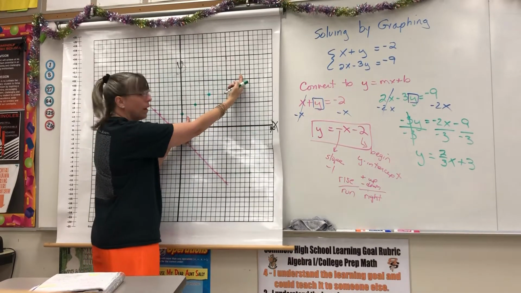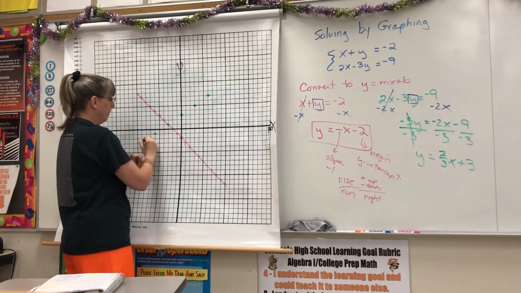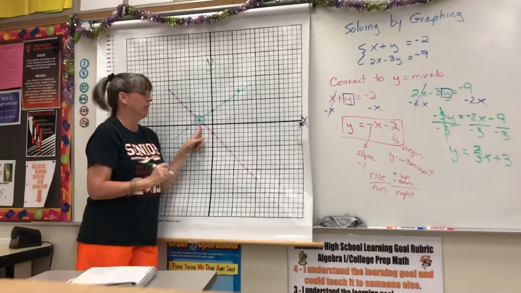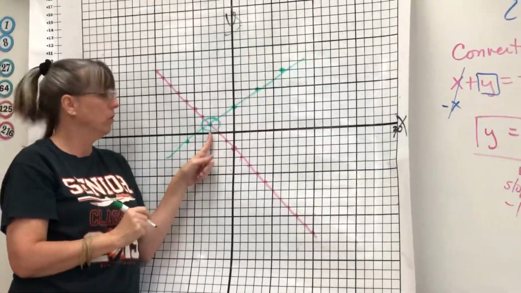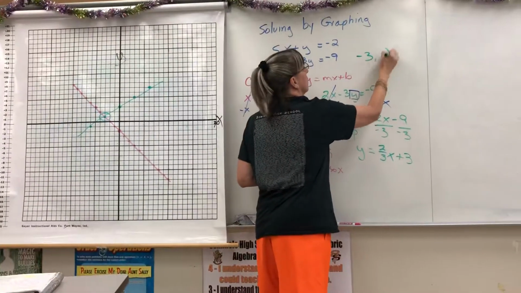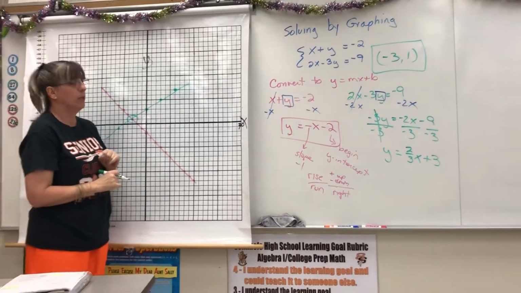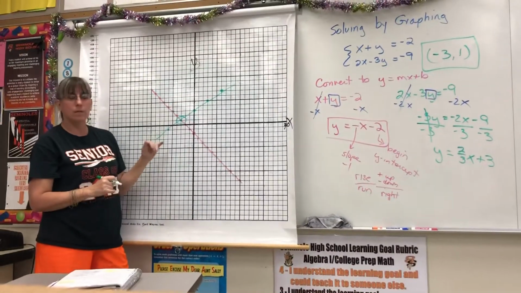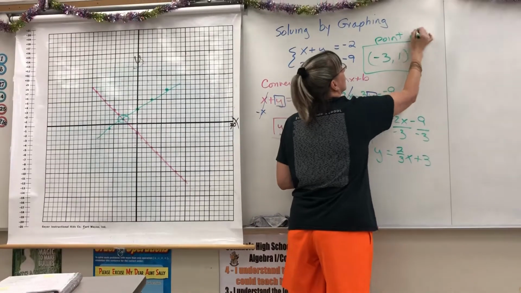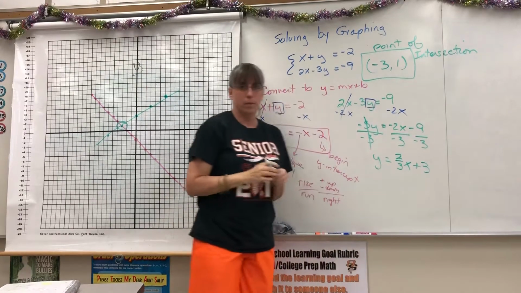Obviously, if I keep going, I'm not going to go anywhere. My line is over here, so I'm going to go down and back. Okay? This is my point of intersection. This is the point that solves my solution. My answer to this is negative 3, positive 1. This is the ordered pair that solves both equations. Okay, remember, when you have a system, you're looking for the point of intersection. That's your answer. Okay?